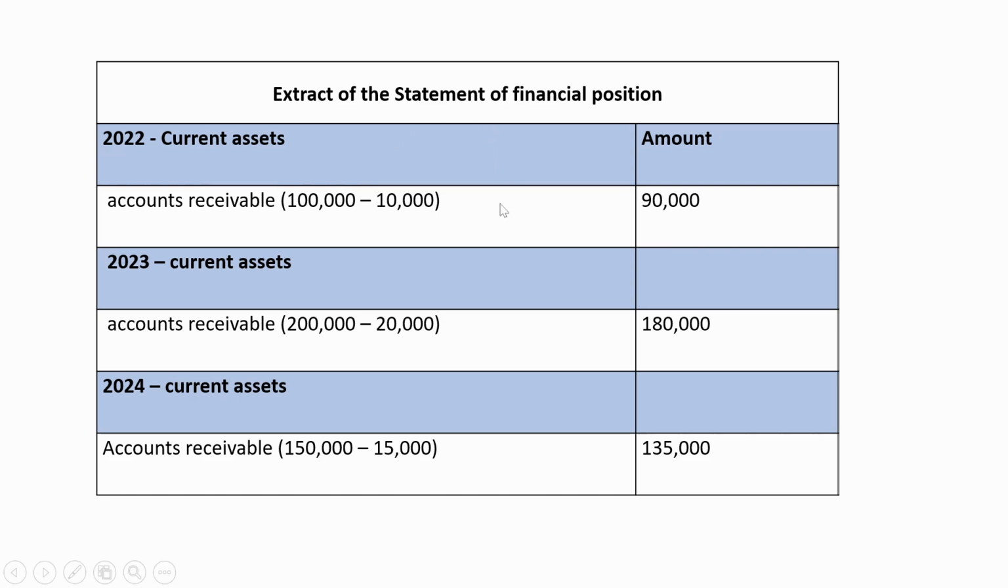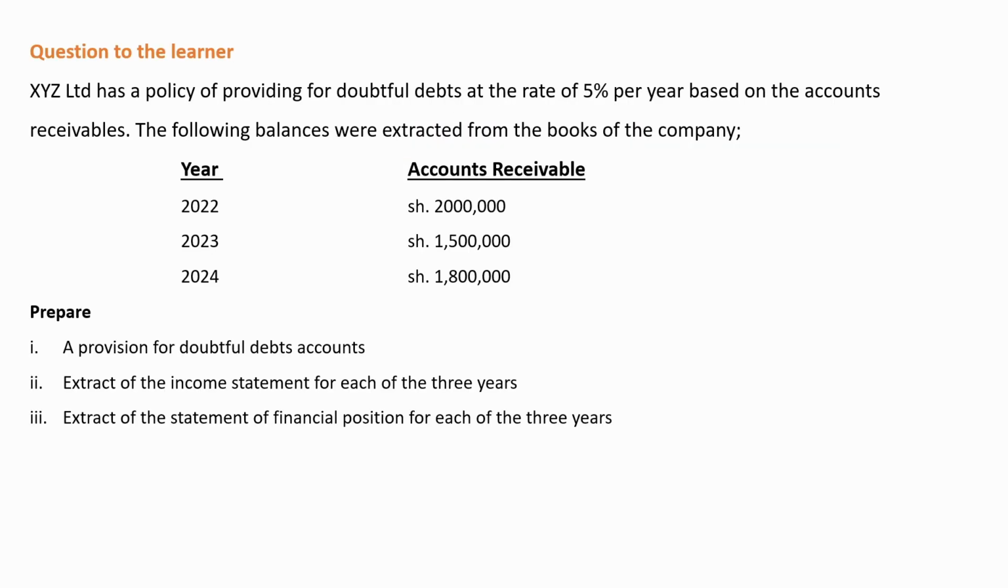So now that we have prepared the three accounts, next you are going to attempt to prepare the same using this question. So this is a question to the learner. It is similar to the one we have done, but your percentage is going to be 5%. So try and solve it. You can go back to the video if there is something that you need to make a reference on so that you don't get it wrong.